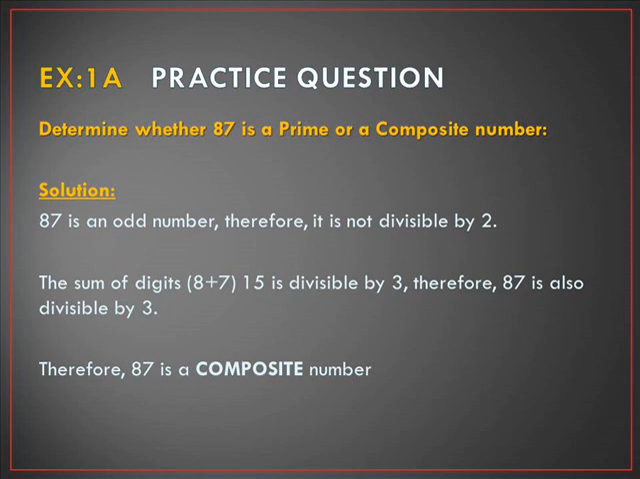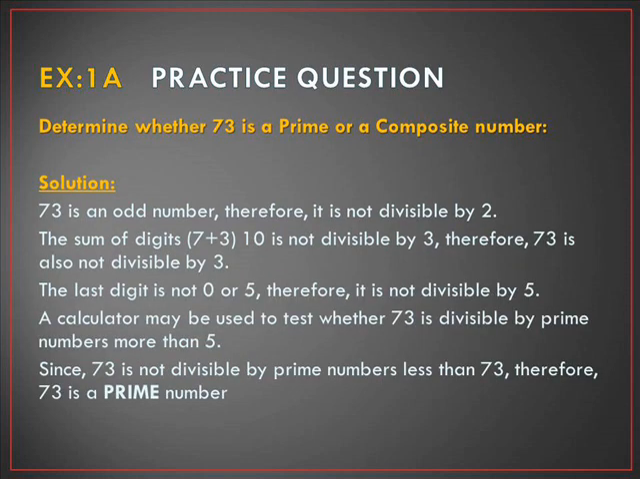As 87 is not divisible by 2, we will move on to the next divisibility test. That is to check if the number is divisible by 3 or not. To check if 87 is divisible by 3 or not, we will take the sum of the digits. The sum of the digits 8 plus 7 is 15. As 15 is divisible by 3, therefore 87 is also divisible by 3. As 87 is divisible by 3, it means that it is a composite number.